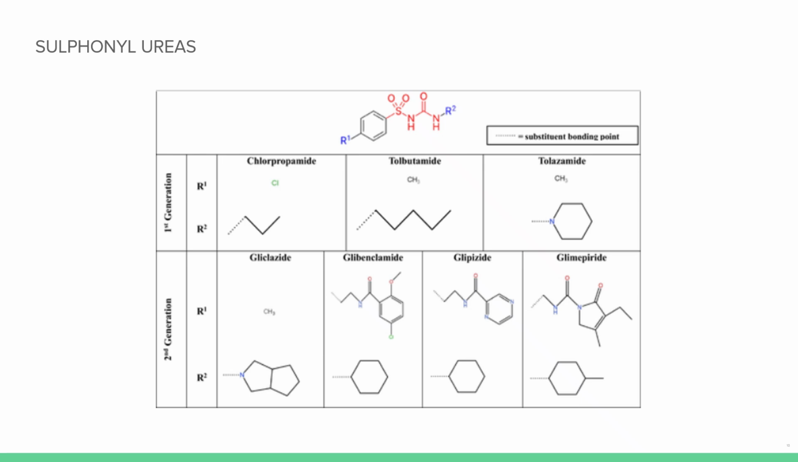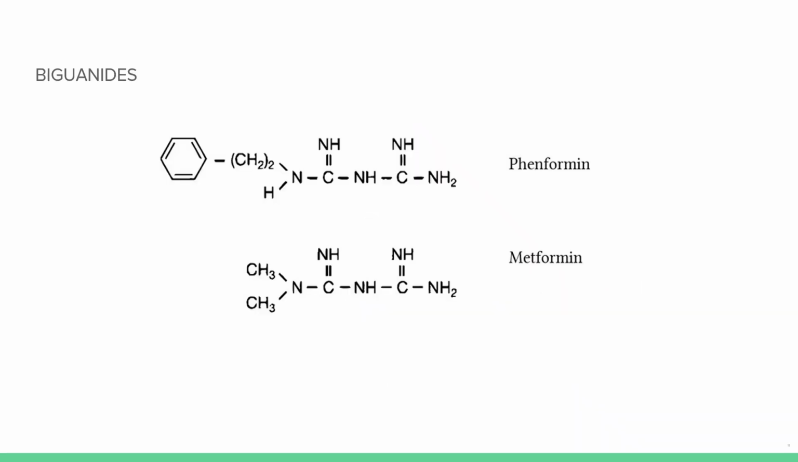In the case of chlorpropamide, with R1 you can see Cl, and R2 you can see a propane moiety. With tolbutamide, R1 is CH3, whereas R2 is a pentane moiety. And in the case of tolazamide, R1 is CH3 or methyl group, and R2 is a pyridine moiety. When we are coming to the second generation, we can see both R1 and R2 with aromatic ring substitutions, which are mostly done in the case of second generation drugs.